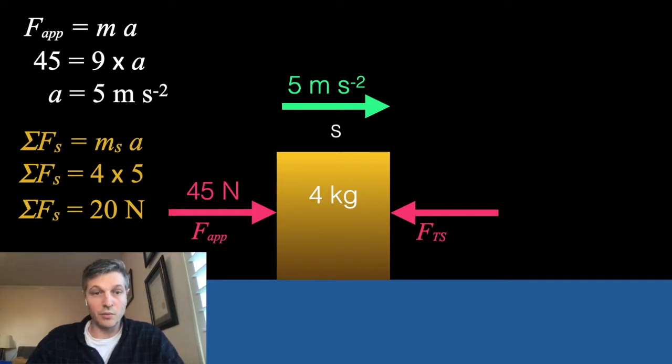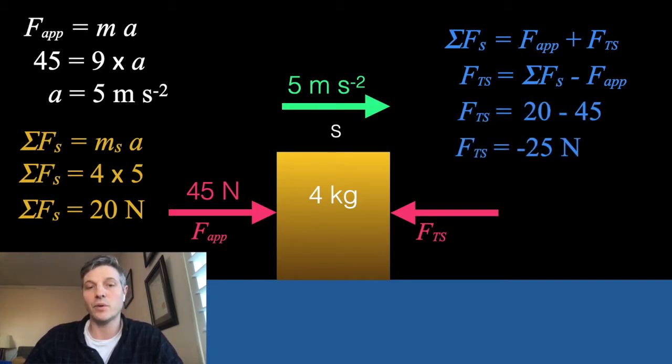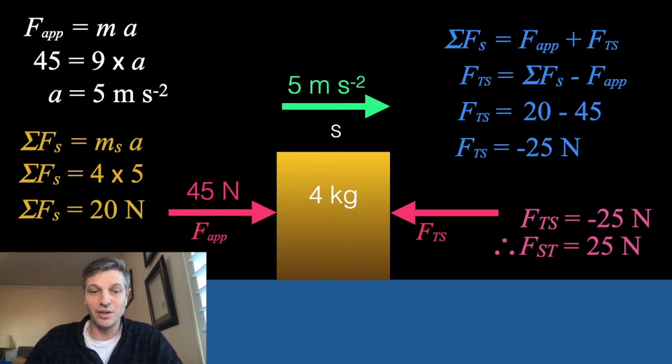So we can now take this and apply it to the net force formula, which is, it has two forces applied to it, the applied force and the force that T applies to S. So we add the two together, but we're going to rearrange this to make the force that T applies to S the subject, and we end up with the net force minus the applied force. 20 minus 45 gives us negative 25 newtons. You probably could have done that last part in your head, but that's it laid out in the correct mathematical way. So because the force that T applies to S is negative 25, it goes without saying that according to Newton's third law, the force that S applies to T is equal to 25 newtons.